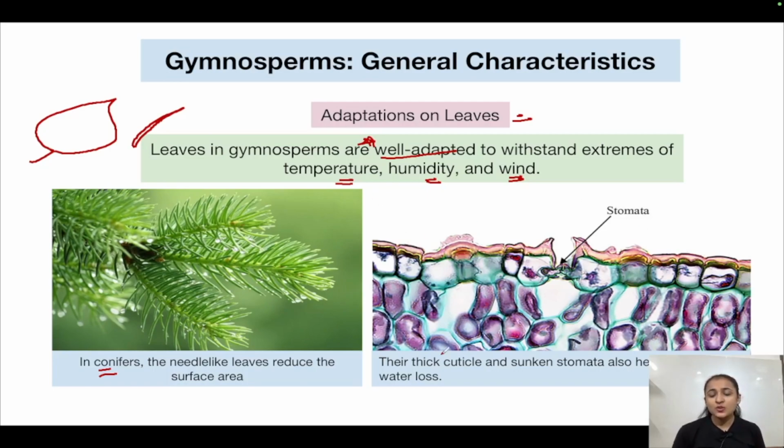Now gymnosperms also have a thick cuticle. As you can see in this diagram, there is a very thick cuticle present on the surface of this leaf, and sunken stomata. Now these two adaptations are also helping gymnosperms to survive in cold and dry regions.